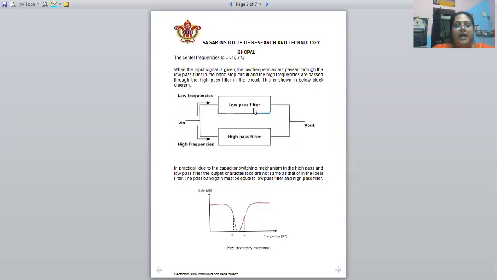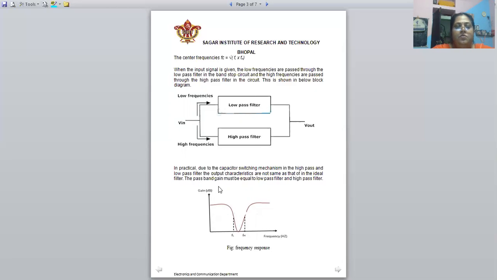This is the block diagram where the low pass filter and high pass filter are connected in shunt. So the low frequency will pass through the low pass filter and the high frequency will pass through the high pass filter, and we take the output voltage from the shunt combination of the low pass and high pass filters.